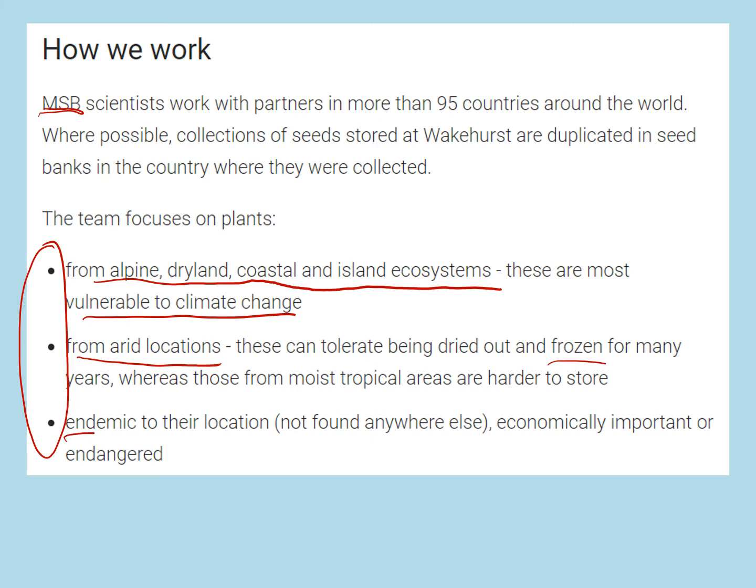And lastly, plants that are endemic to their location, or not found anywhere else, or plants that are economically important, so they're important in terms of the economy and finance for that area, or they're endangered. So again, all of these plants are vulnerable to climate change, and if they die out, they're going to affect all the other organisms in that area.